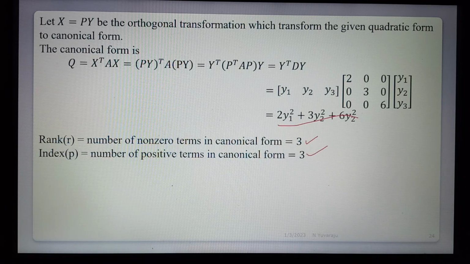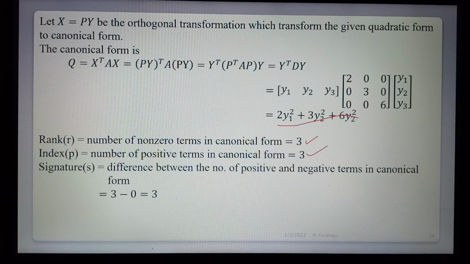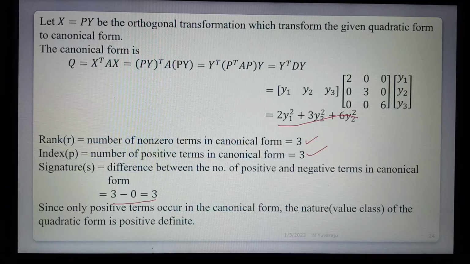Next, signature. Signature is the difference between the positive and negative terms in the canonical form. Positive terms are 3, negative terms 0, and 3 minus 0 is equal to 3. Next, nature. Nature means all terms in the canonical form are non-zero positive. So the nature is positive definite.